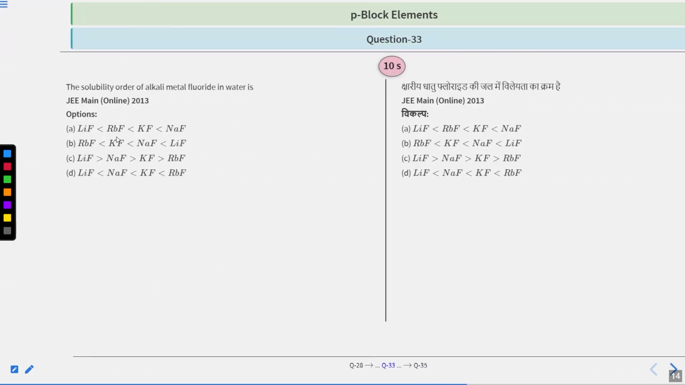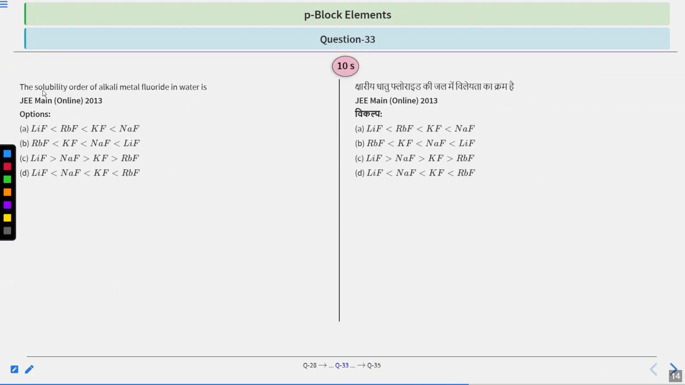Let's move to the next question. Question number 33. The solubility order of alkali metal fluoride in water is. Options are: the most soluble is NaF, then KF, then RbF, then LiF. Or most soluble is lithium fluoride, then sodium fluoride, then potassium fluoride, then rubidium fluoride. Or most soluble is rubidium fluoride, then potassium fluoride, then sodium fluoride, and then lithium fluoride.